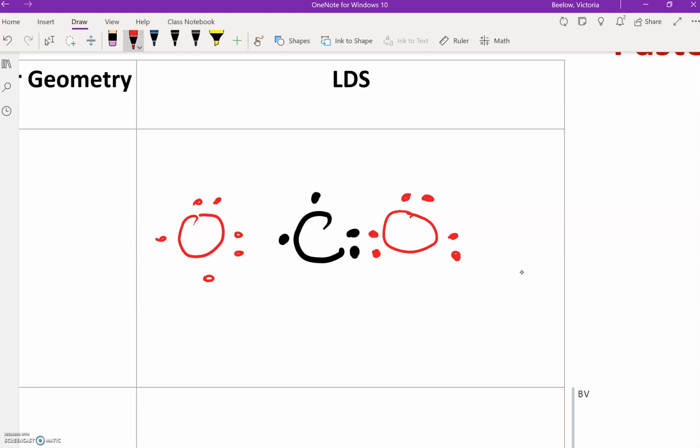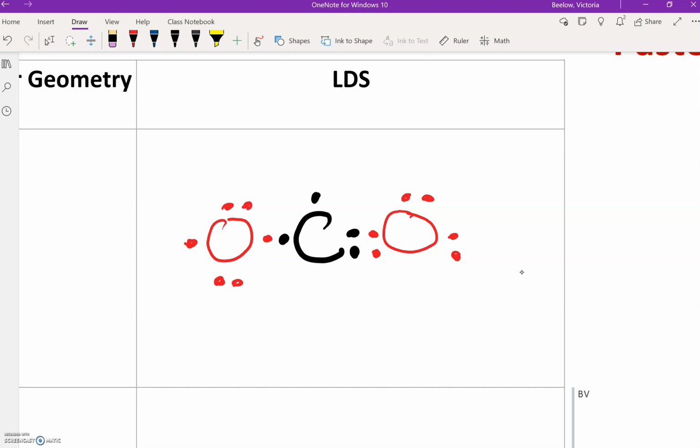I'm going to do the same thing with the other oxygen, because our carbon is only surrounded by 2, 4, 6 valence electrons right now. For this oxygen, I'm going to adjust it a little bit. Instead of drawing it like this, I'm going to draw it like that. And I'm going to move this guy over. So now these electrons are being shared.